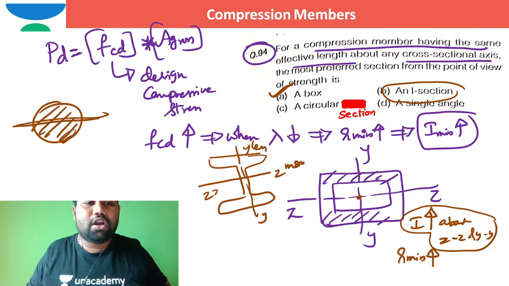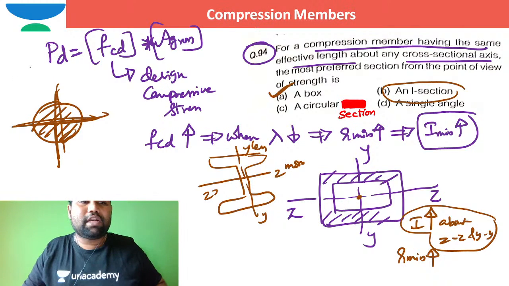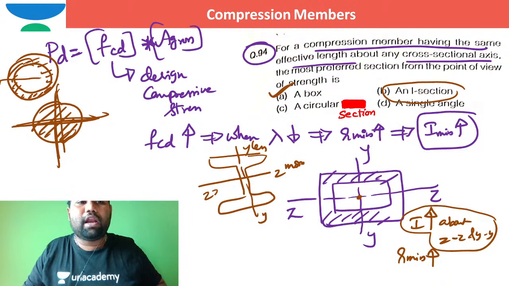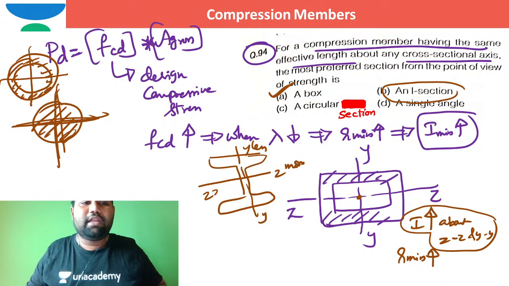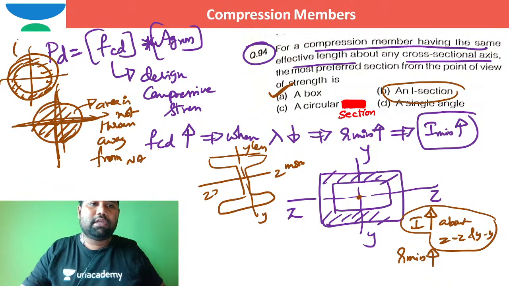In case of a circular section, area is not thrown away from the neutral centroidal axis. It is a solid circular section. When it is a hollow circular section like this, then it is preferable, because area is thrown away from the neutral axis in such case. But here in this case, area is not thrown away from the neutral axis.